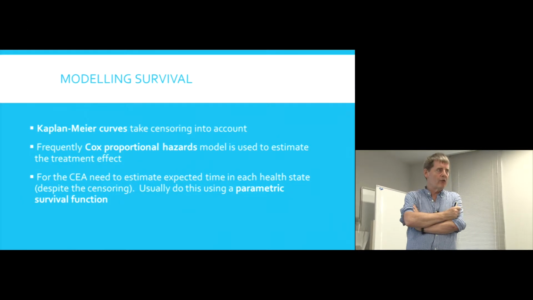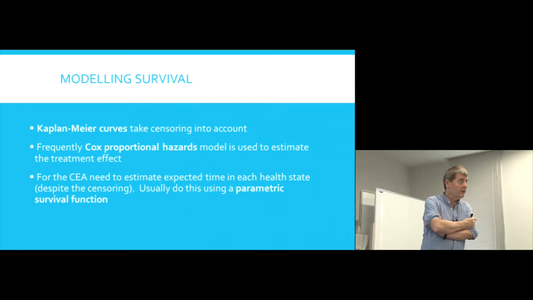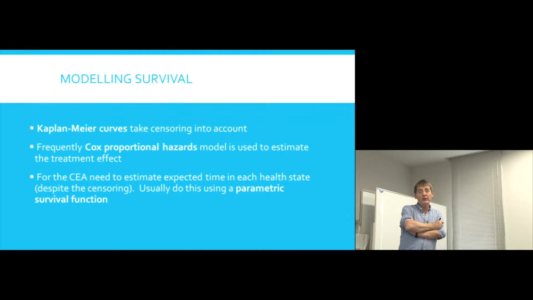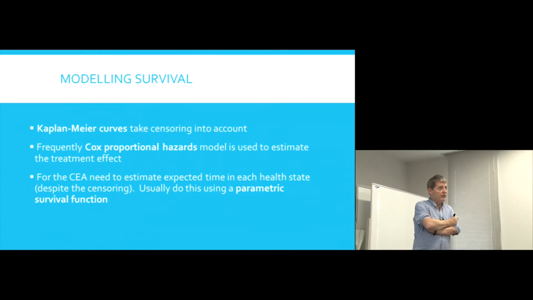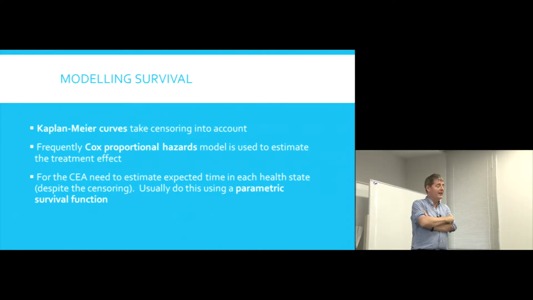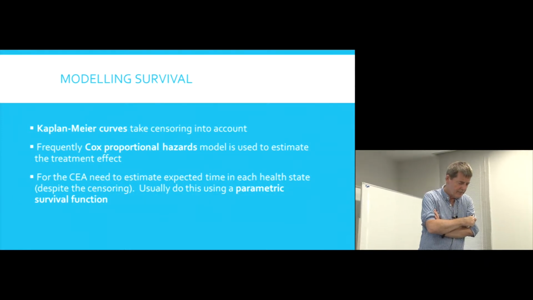And almost always in clinical journals, when they report a trial, they use something called a Cox proportional hazards model in order to estimate the treatment effect. So they find things like a hazard ratio of 0.6, which means the intervention has patients dying at a rate of 40% less than the control group.